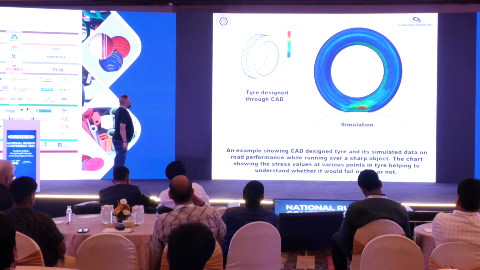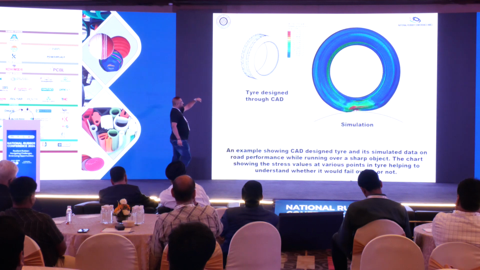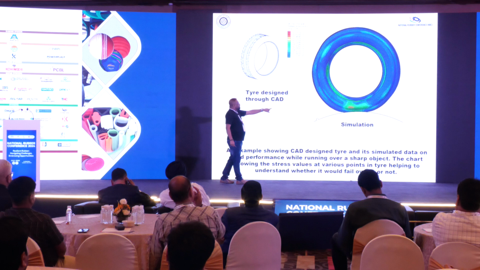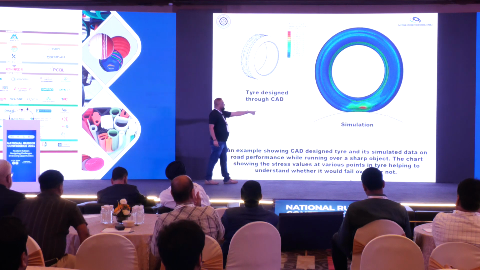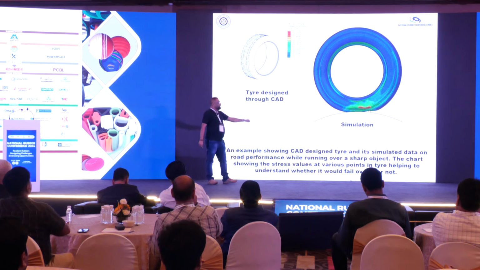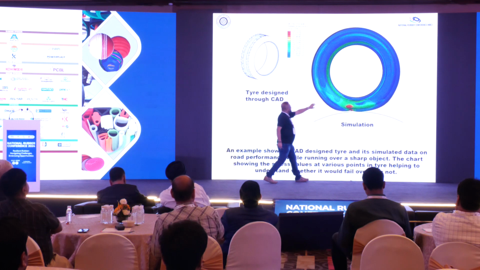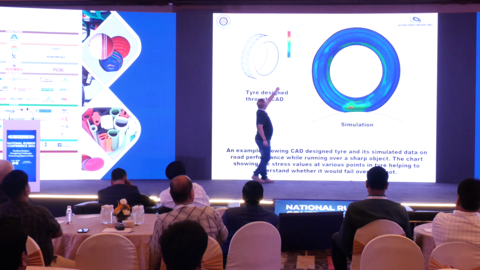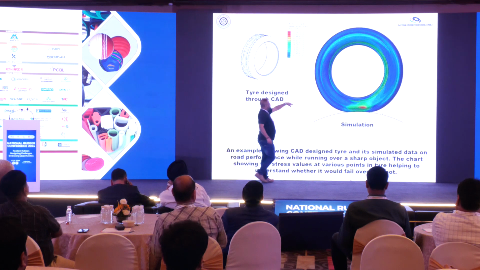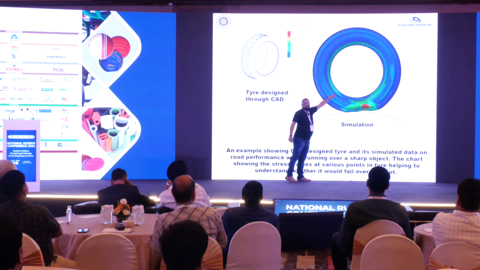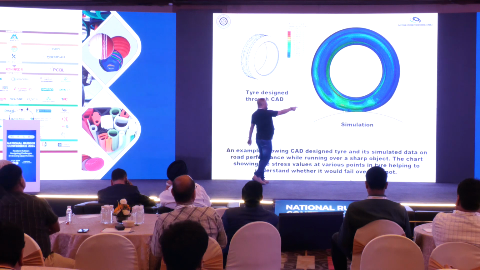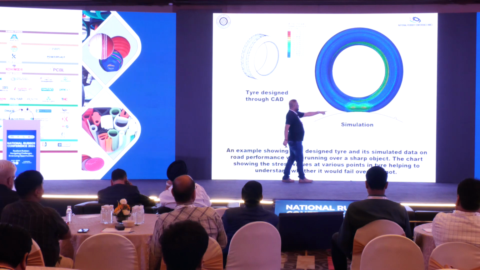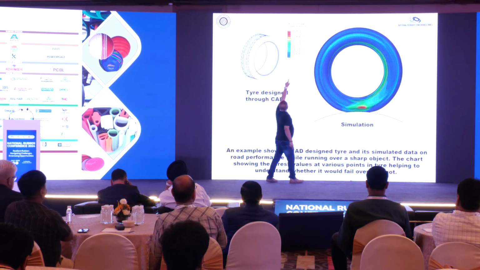Here you see that when you have a design of a tire, you want to know how the tire performs when it moves over a surface that has a sharp object. These are the meshes, these square meshes. Through HyperMesh you have developed these meshes for this design, and when it comes over this sharp object, you can see the stress distribution. The colors have stress values given.